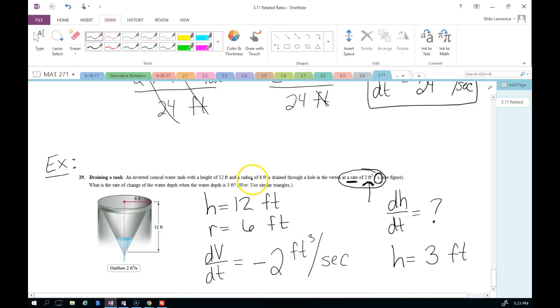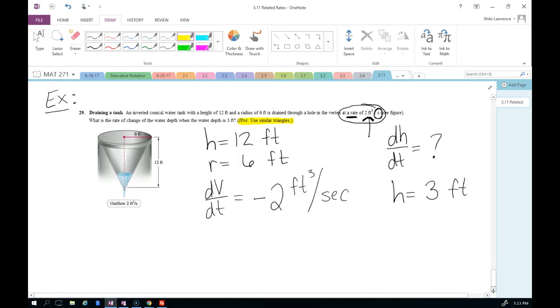And they give us a hint. They say use similar triangles. The reason they're giving us this hint is because of the formula for volume of a cone. That formula uses height and radius. And if you imagine what is happening as the water goes down, the height is changing and the radius is changing. So we can't replace either one of these values at the beginning.